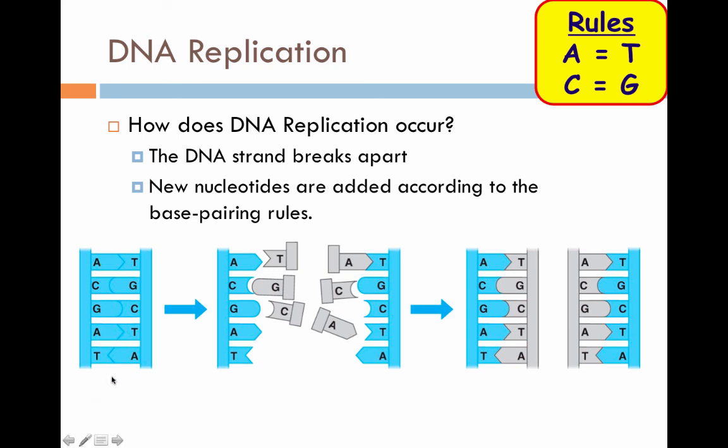Notice we started with a strand of DNA that goes ACGAT, and the other side goes TGCTA. After replication, we have 2 identical strands of DNA. They're identical to each other, and they're identical to the original strand of DNA. That's the point of DNA replication, to make more identical strands of DNA.